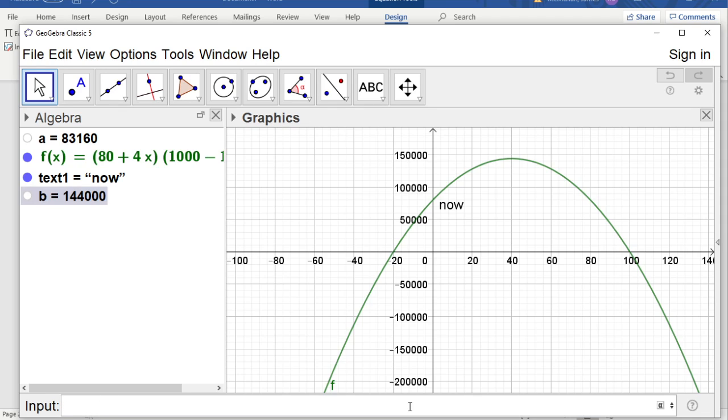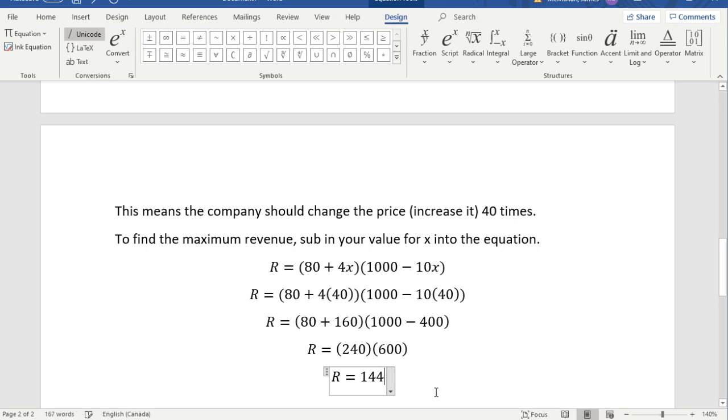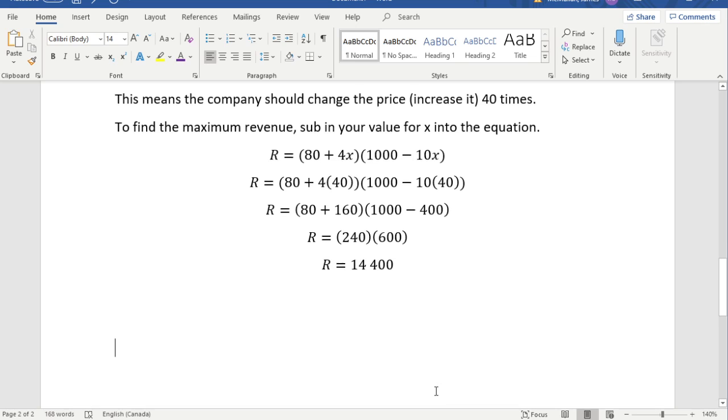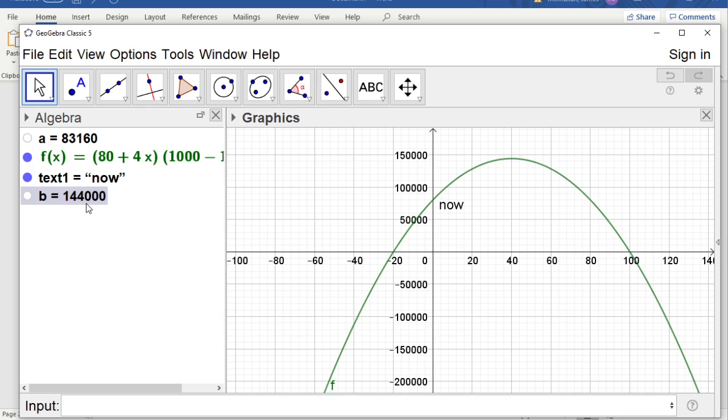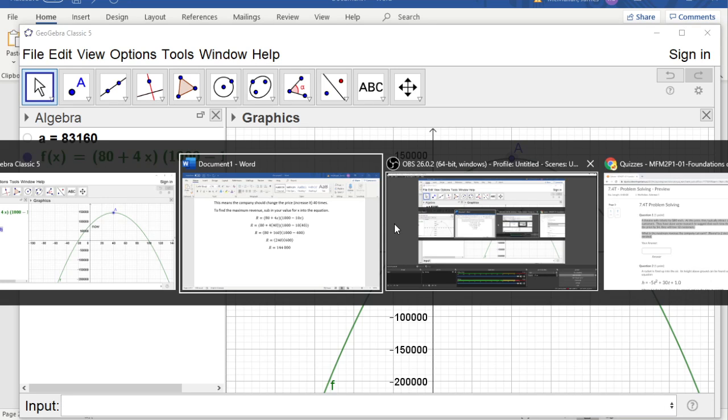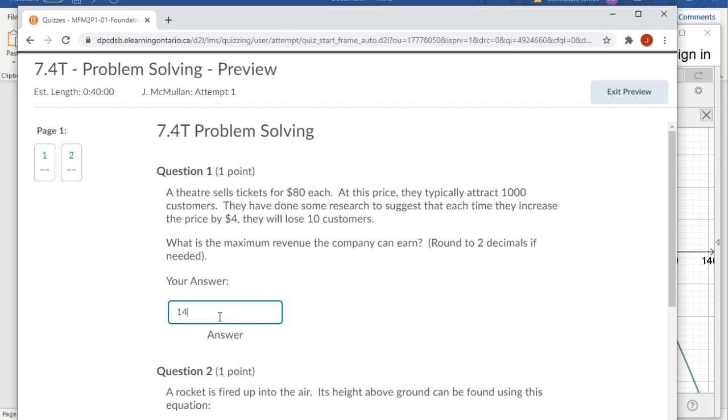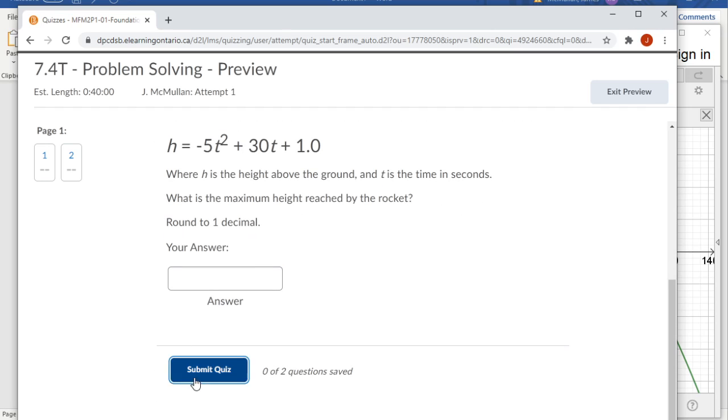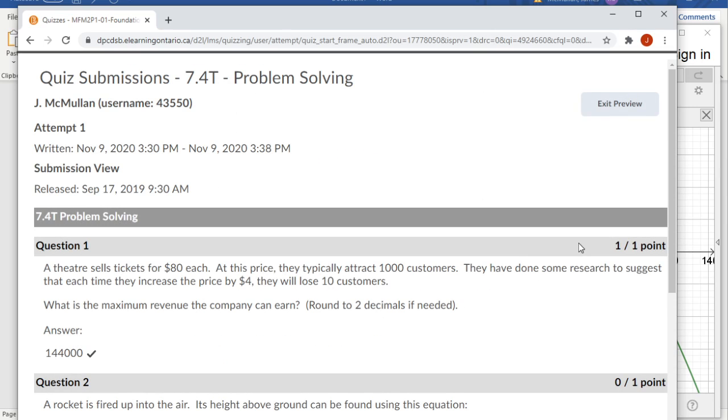240 times 600, I get 144 and 3 zeros. Okay, and that's the maximum revenue the company can earn. By the way, if you look on the graph, that point would be up here. They should change the price 40 times, and they will earn a revenue of $144,000. So I go back here, 144,000, and that's how that one's done.